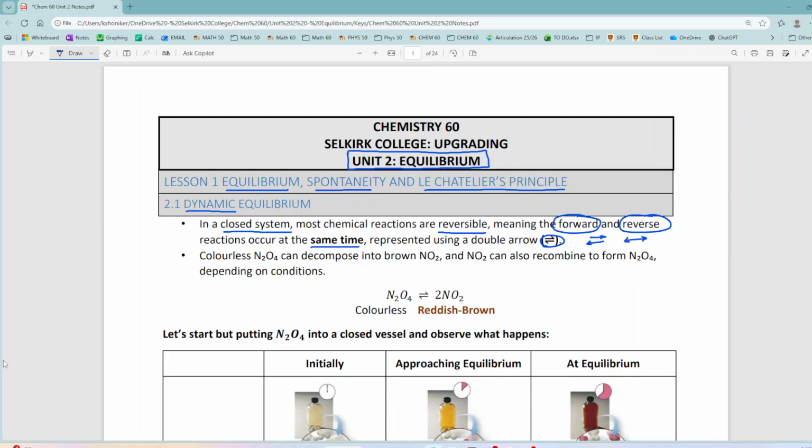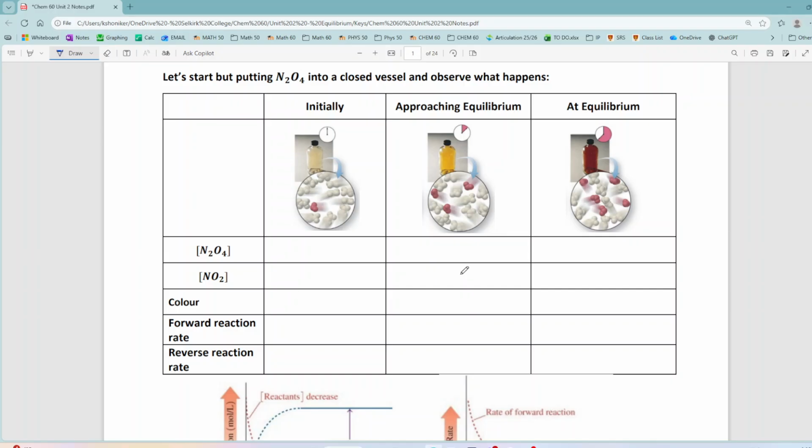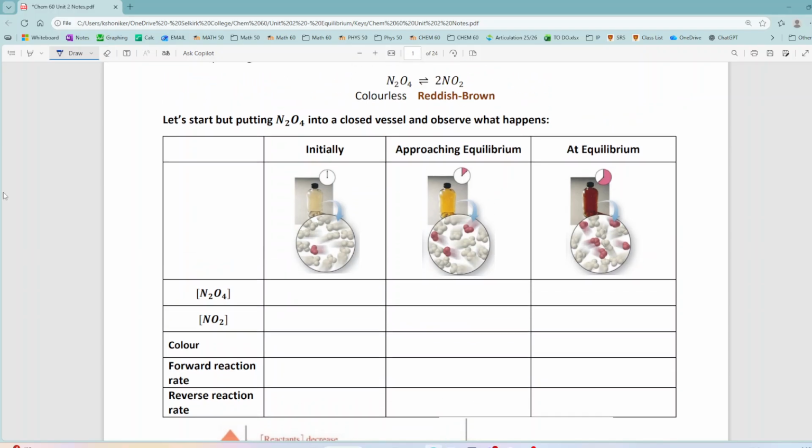So, a great example of this is colorless, let's see if I can say this right, dinitrogen tetroxide, right? That can decompose into brown nitrogen dioxide. But nitrogen dioxide can also recombine to form dinitrogen tetroxide, depending upon the conditions. So, a visual of this is starting with that colorless dinitrogen tetroxide in a bottle. This is a closed system because it has a lid on top.